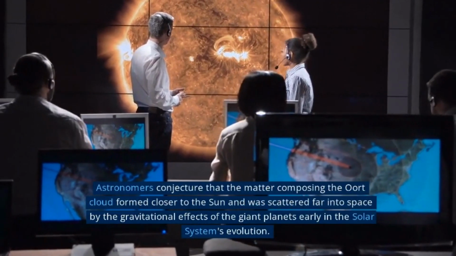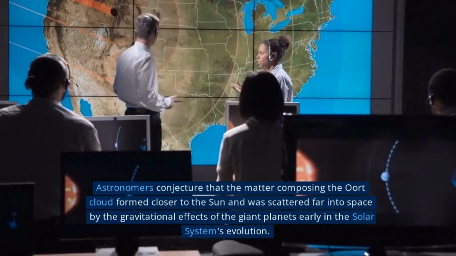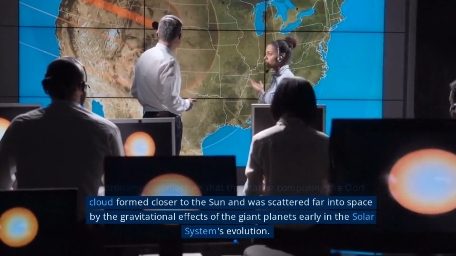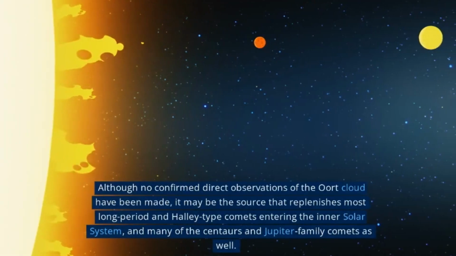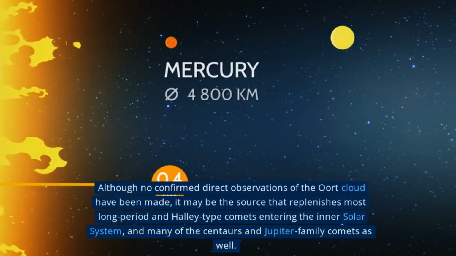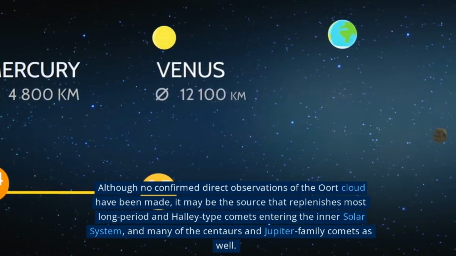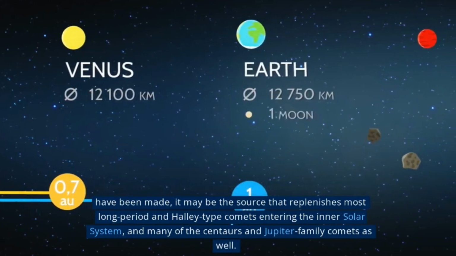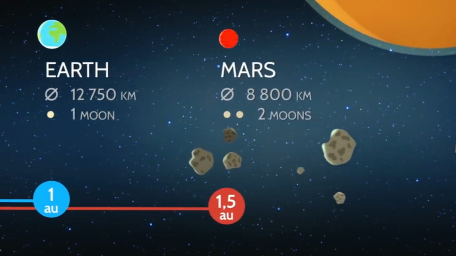Astronomers conjecture that the matter composing the Oort cloud formed closer to the Sun and was scattered far into space by the gravitational effects of the giant planets early in the solar system's evolution. Although no confirmed direct observations of the Oort cloud have been made, it may be the source that replenishes most long-period and Halley-type comets entering the inner solar system, and many of the Centaurs and Jupiter family comets as well.